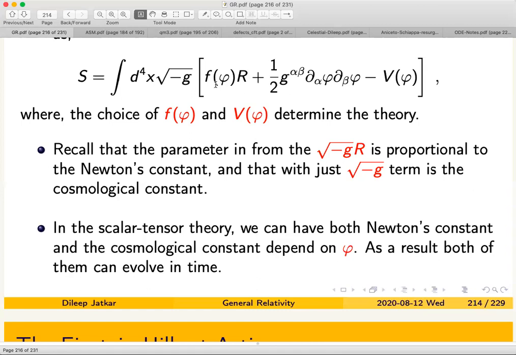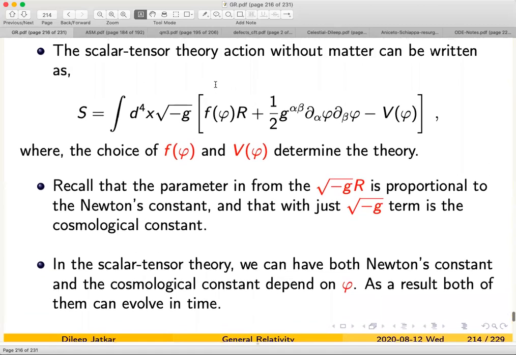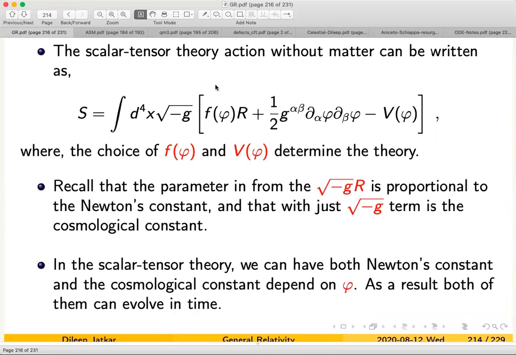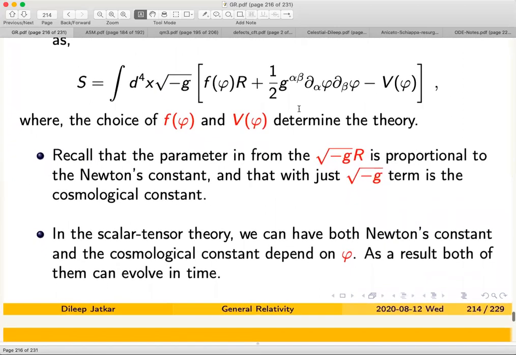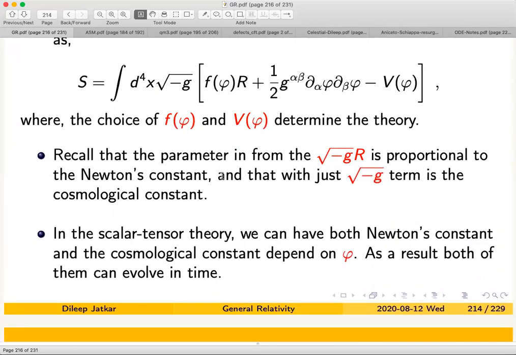So you could allow many more interesting scenarios in scalar tensor theory than say in Einstein theory, in which you have a fixed number sitting here and a fixed number sitting there. Okay, having said all that, there has been no evidence of scalar tensor theory so far. So in spite of this being an interesting idea, nature hasn't chosen to follow this line.